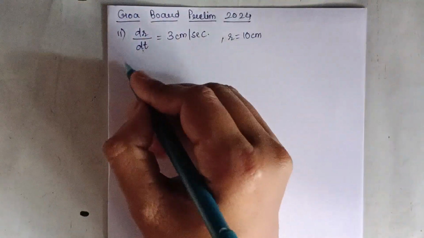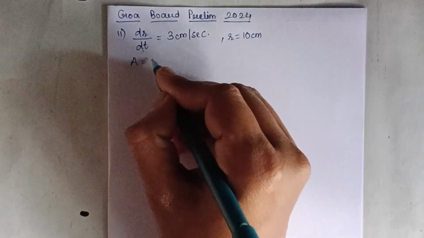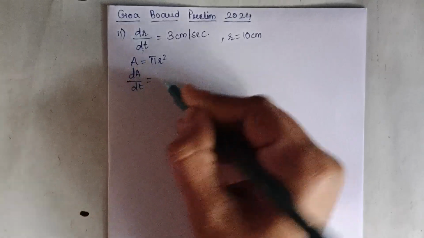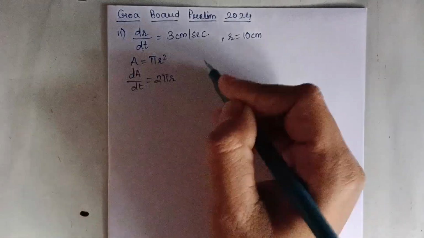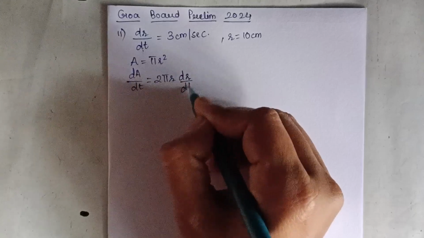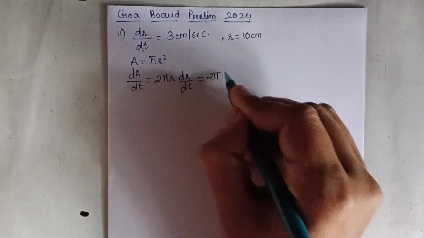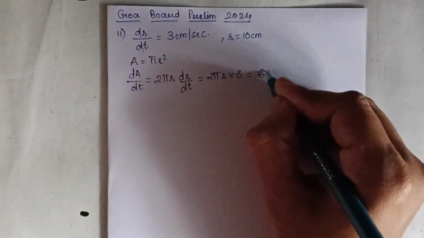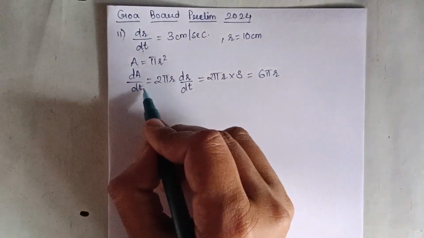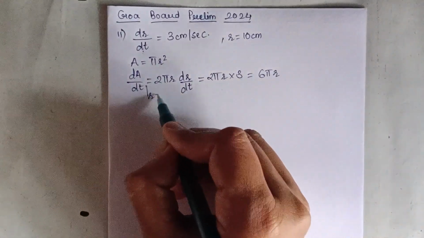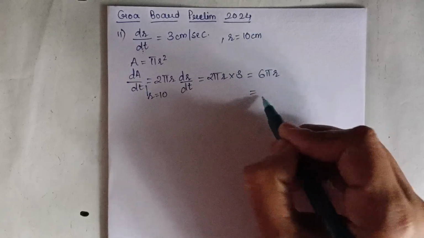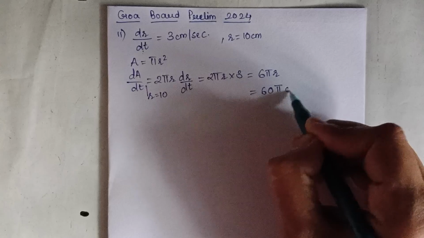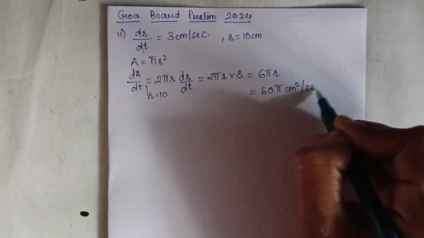So it is changing, right? So area is pi r square. So dA by dt is 2 pi r and the derivative of r with respect to t, so this is dr by dt, which is 3. This is 6 pi r. Now we have to find at r equal to 10. So putting value of r as 10, this becomes 60 pi. So this is 60 pi centimeter square per second.